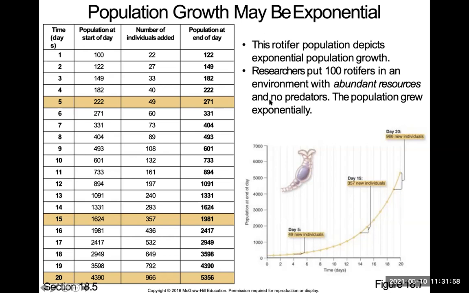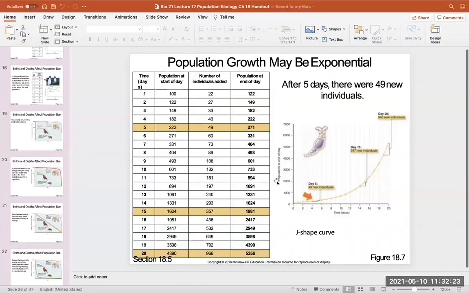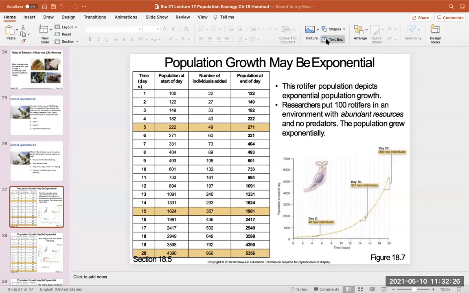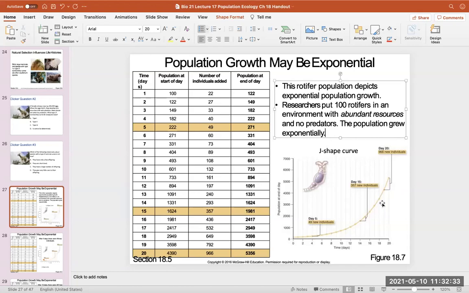So you put 100 rotifers in an environment with abundant resources, which means there's lots of space, there are no predators, and there's lots of food. That means the population is going to grow exponentially. If they have food, there's no reason they should crash. They have space to live, they can keep reproducing. So that's going to give you a J-shaped curve here. That's called a J-shaped curve. So we can write that down. I'll write that. And that's showing exponential growth.